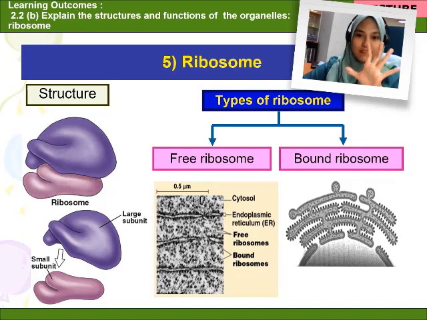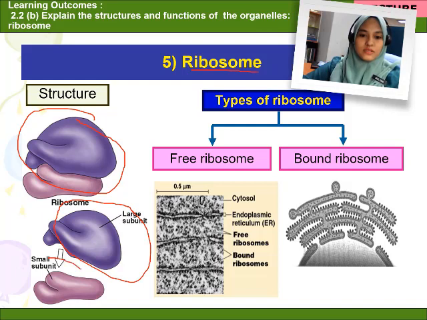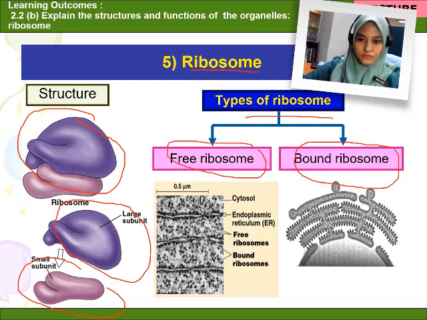Okay, so the fifth organelle that we are going to discuss is the ribosome. So what is a ribosome? A ribosome is a small granule, spherical in shape, non-membranous, and made up of rRNA and proteins. Ribosomes mainly consist of two subunits, as you can see here: a large subunit and a small subunit. There are two types of ribosomes, free ribosomes and bound ribosomes.